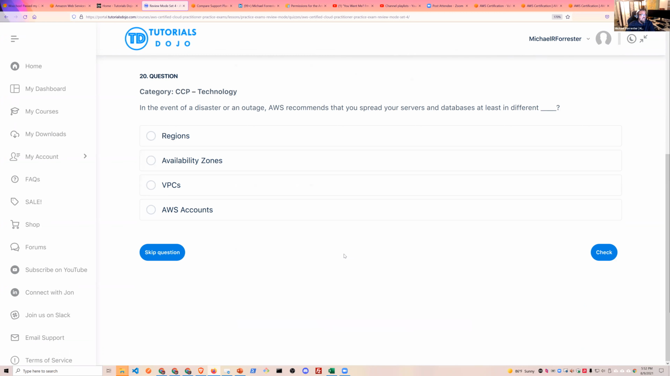In the event of a disaster or an outage, AWS recommends that you spread your servers and databases in at least different what? What at a minimum does it recommend that you run at least 2 of? Good.